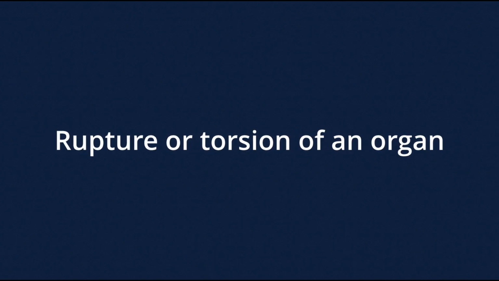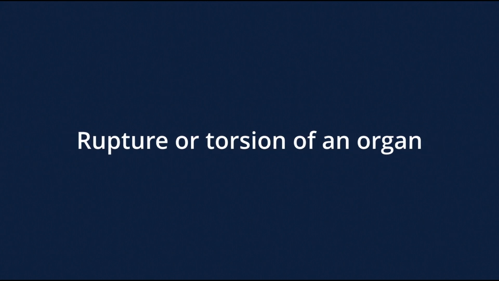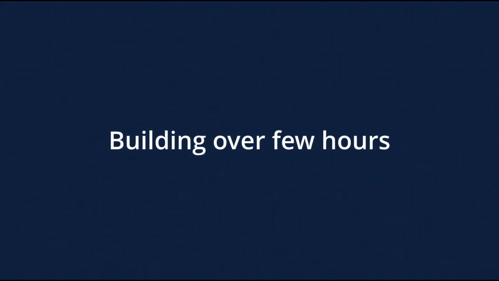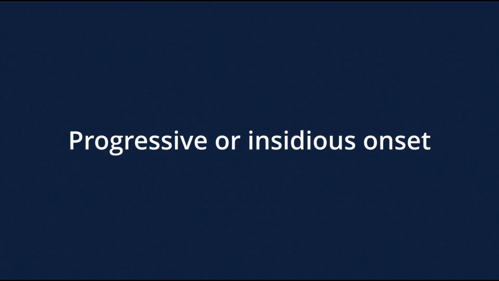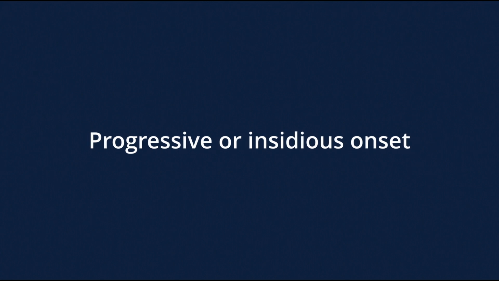Ask whether the pain is of sudden onset, like flipping a switch. This could be due to rupture or torsion of an organ, for example ruptured aneurysm, ectopic pregnancy, torsion of testes or ovary. Abdominal pain building up over a few hours, also known as acute onset, could be due to appendicitis, pancreatitis, or small bowel obstruction. Progressive or insidious onset could be due to irritable bowel syndrome, celiac disease, or liver cirrhosis.